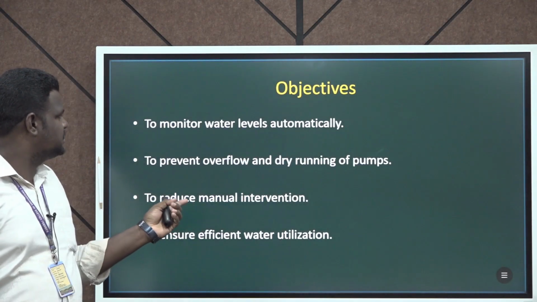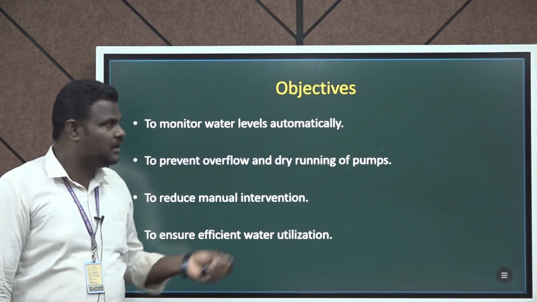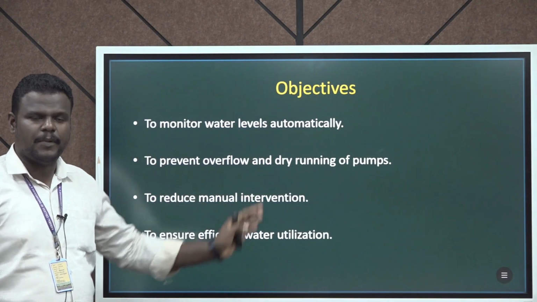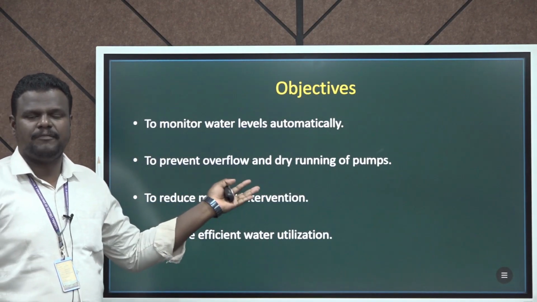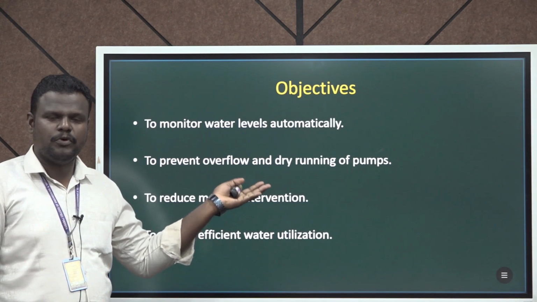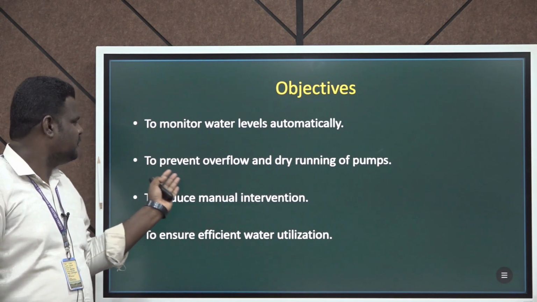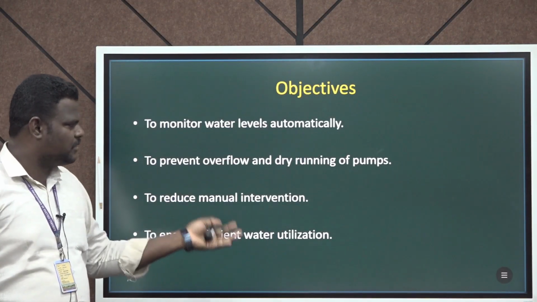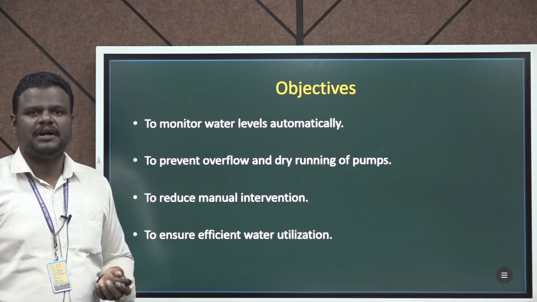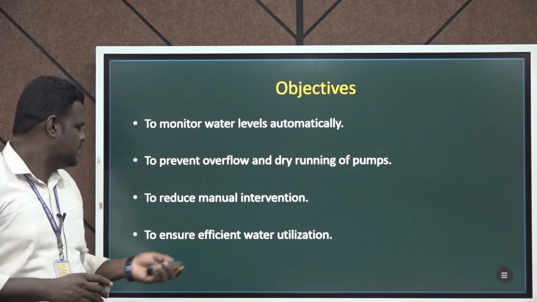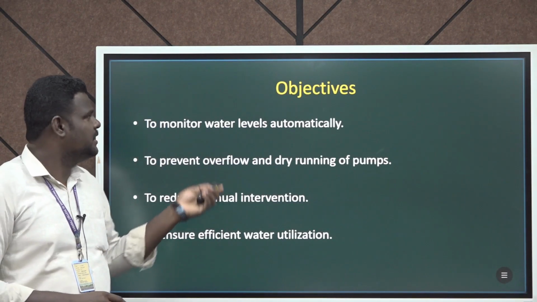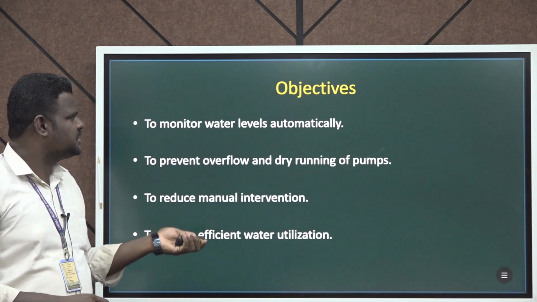The objectives are, first, to monitor water level automatically, and to prevent water overflow and dry running of pumps, because dry running of a pump leads to poor energy management. We need to prevent overflow as well as dry running of pumps, to reduce manual intervention associated with water level monitoring, and to ensure efficient water utilization. These are our primary objectives.